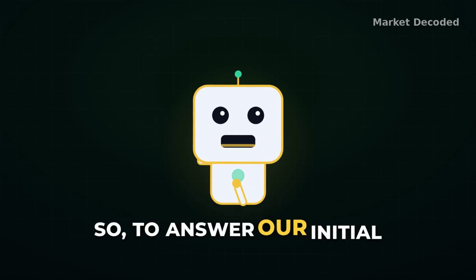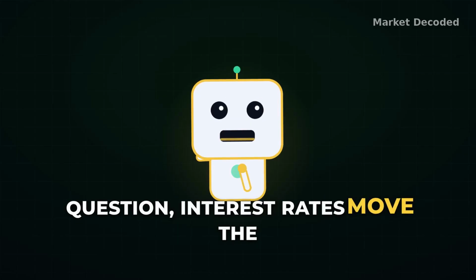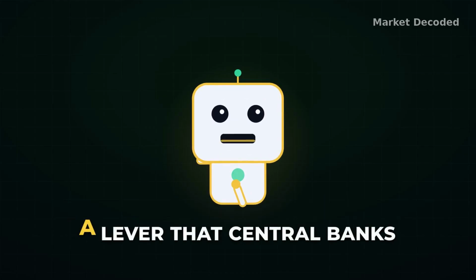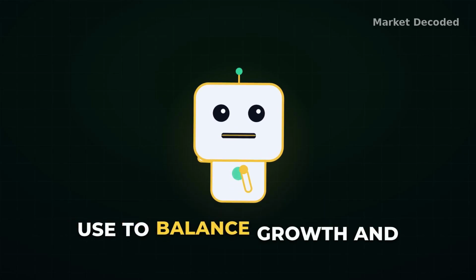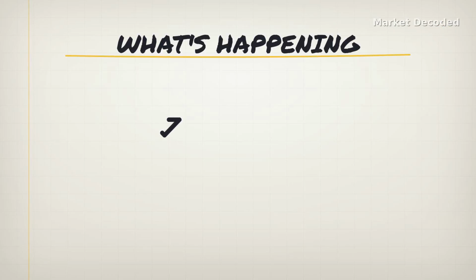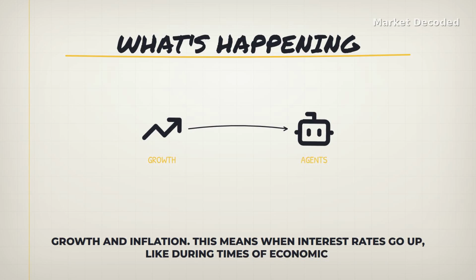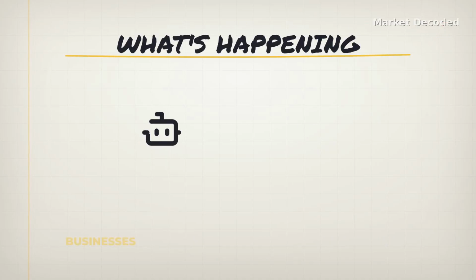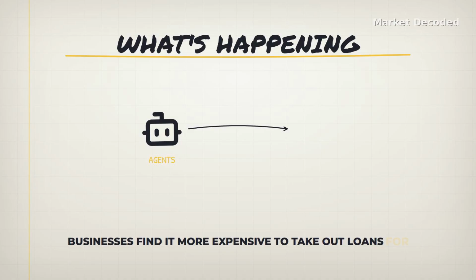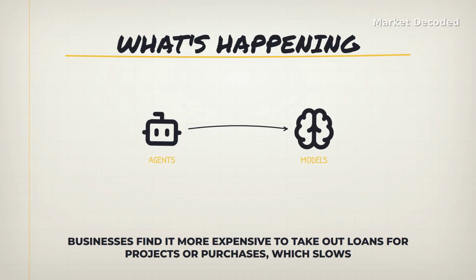So, to answer our initial question, interest rates move the whole economy by acting as a lever that central banks use to balance growth and inflation. This means when interest rates go up, like during times of economic overheating or high inflation, the cost of borrowing increases. People and businesses find it more expensive to take out loans for projects or purchases, which slows down spending and investment. And here's the surprising part.